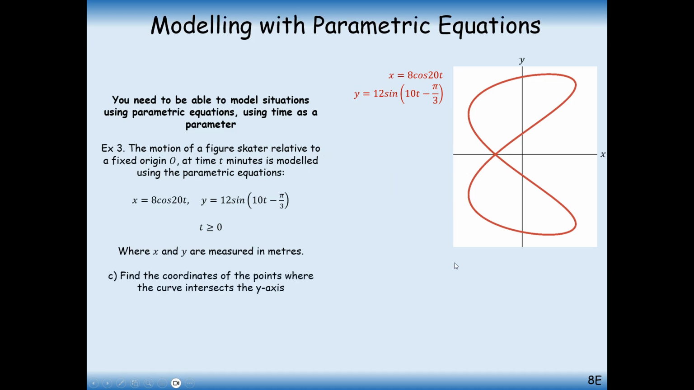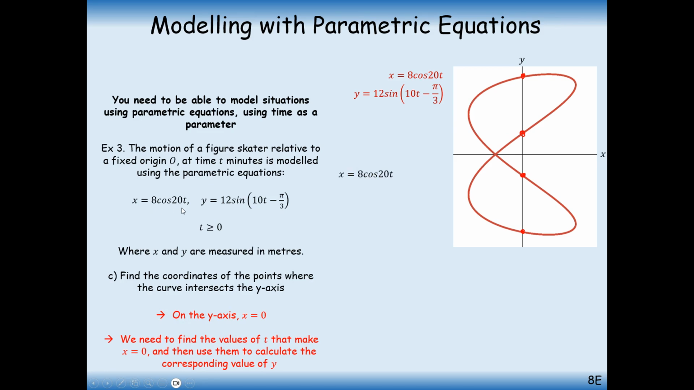Then we are asked in part C to find the coordinates of the point where the curve intersects the y-axis. We see here there are 4 coordinates where the curve crosses the y-axis. So we're going to substitute x equals 0, solving this equation for x being 0. That means that cos of 20t is equal to 0. So take cos inverse of 0, and 20t, sorry, my bad, we will have pi over 2.